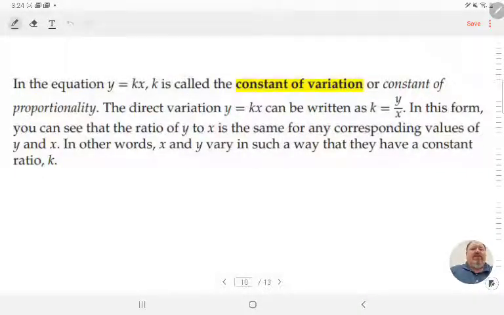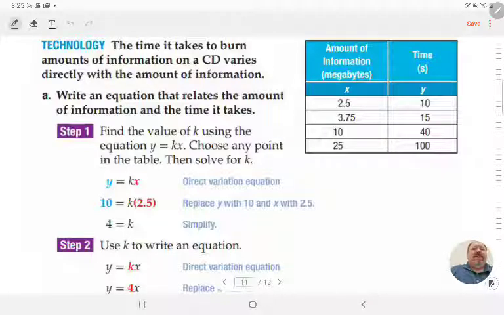All right. So in the equation y equals kx, k is called the constant of variation or the constant of proportionality. The direct variation y equals kx can be written as k equals y over x. So if I'm looking for k, all I have to do is divide the y by the x, and that's my k. In this form, you can see that the ratio of y to x is the same for any corresponding values of y and x. In other words, x and y vary in such a way that they have a constant ratio, and that is k.